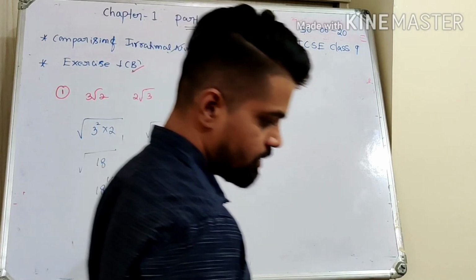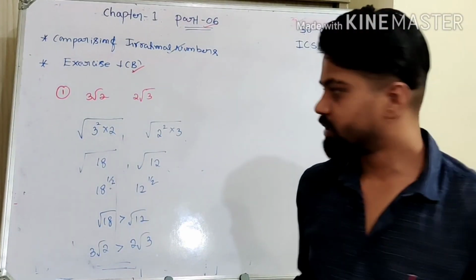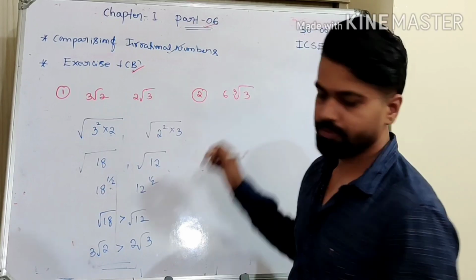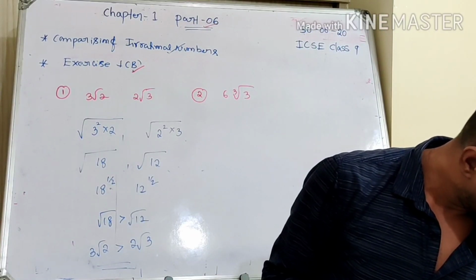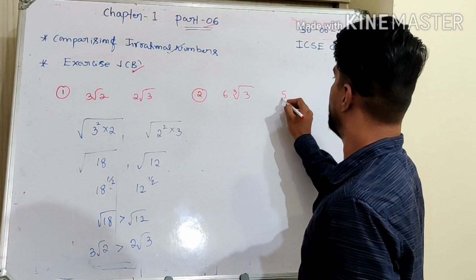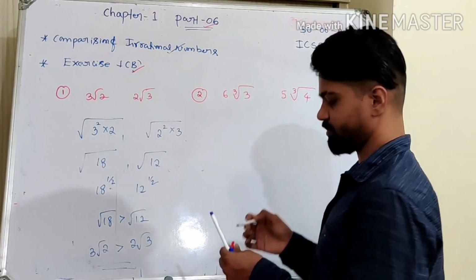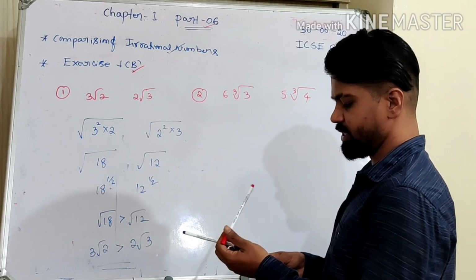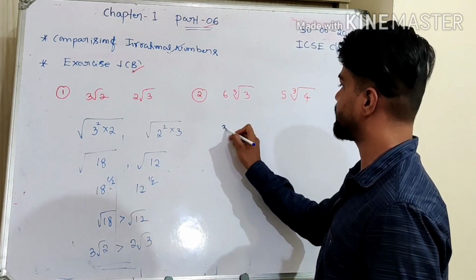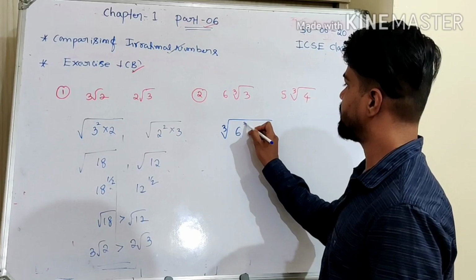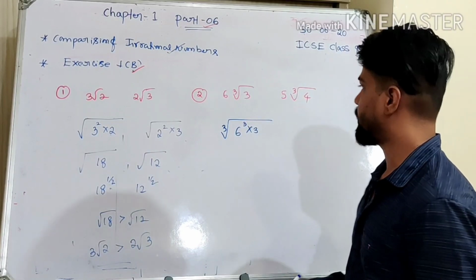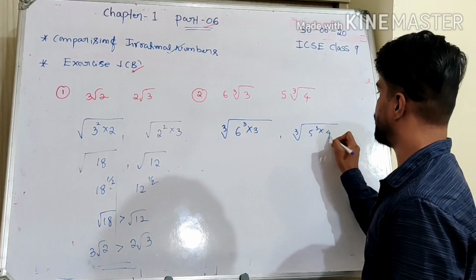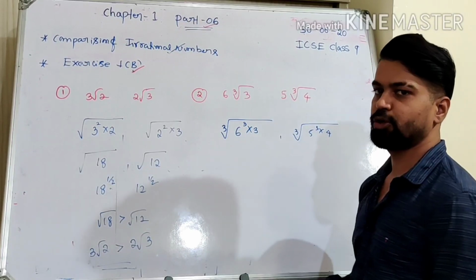Now the second example is 6 cube root 3 and 5 cube root 4. So what can we do? Again, we have to bring that inside the cube root. Now it is going to be cube root of 6 cube into 3, whereas this will be cube root of 5 cube into 4. Now I just have to compare what is within the cube root.